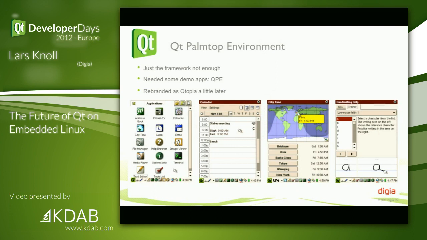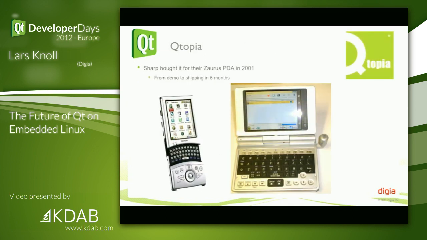We soon found out that the framework alone was not enough, and we needed some demo apps. That was the Qt Palmtop environment, as it was called at that time, and that was rebranded as Qtopia a little while later. You can see some of the screenshots there of what we had: a home screen, calculator, world clock, some handwriting recognition. Actually, it didn't look all that different from some of the things you see on smartphones nowadays.